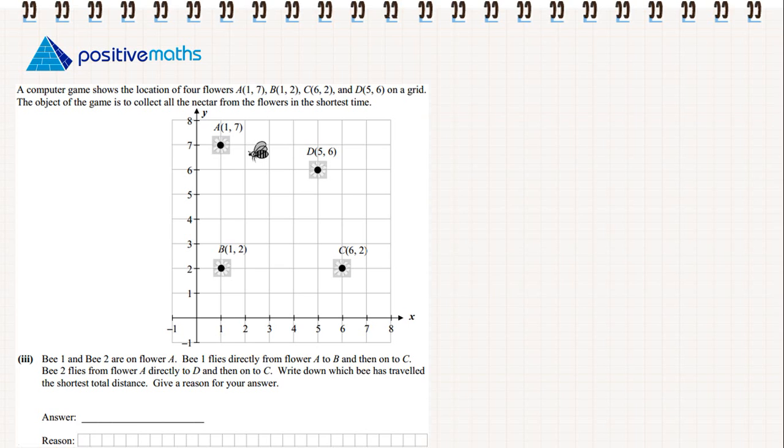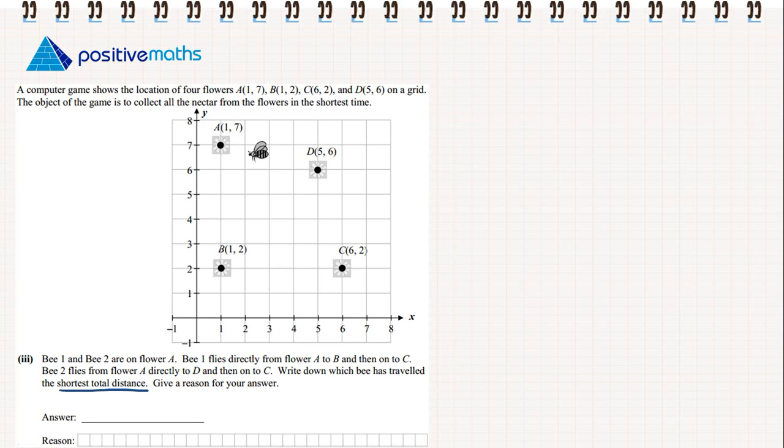Part 3. B1 and B2 are on flower A. B1 flies directly from flower A to B and then on to C. B2 flies from flower A directly to D and then on to C. Write down which bee has travelled the shortest distance in total, and give a reason for your answer.